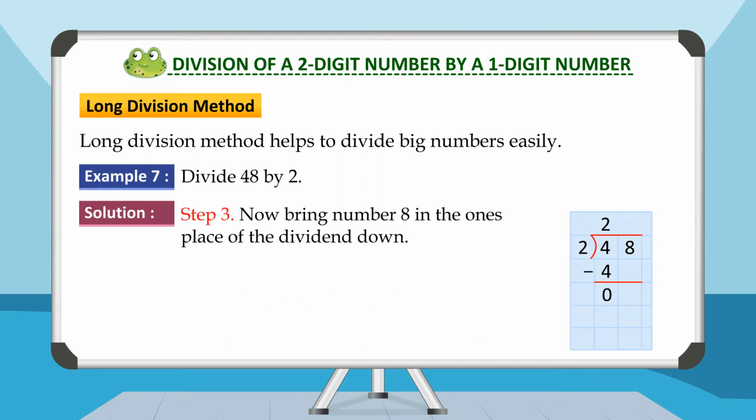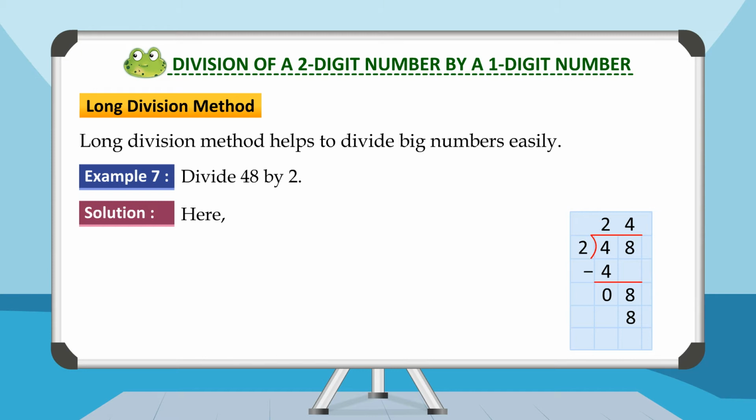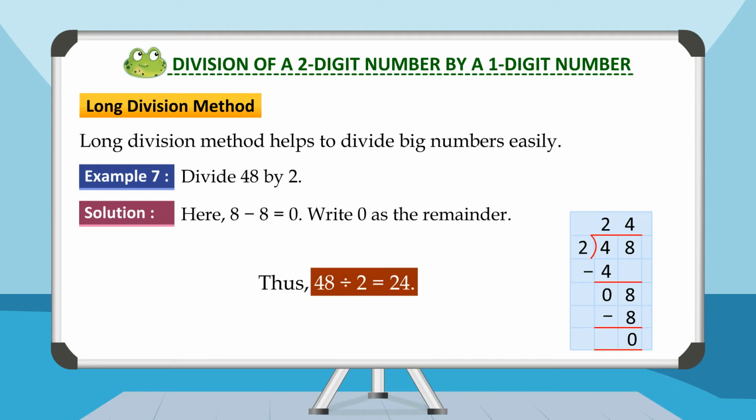Now, bring number 8 in the ones place of the dividend down. Divide 8 by 2 as 2 into 4 is equal to 8. 8 divided by 2 is equal to 4. Write 4 in the quotient place next to 2. Now subtract the numbers in the ones place. Here, 8 minus 8 is equal to 0. Write 0 as the remainder. Thus, 48 divided by 2 is equal to 24.